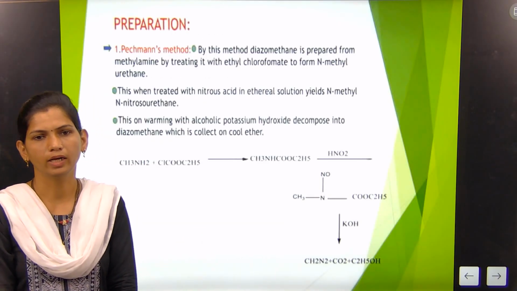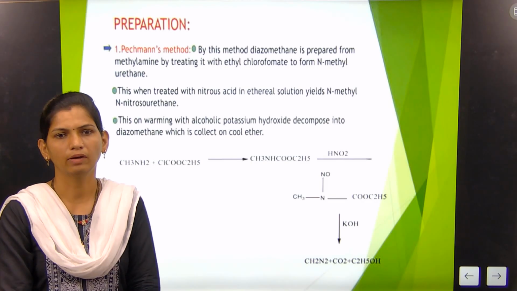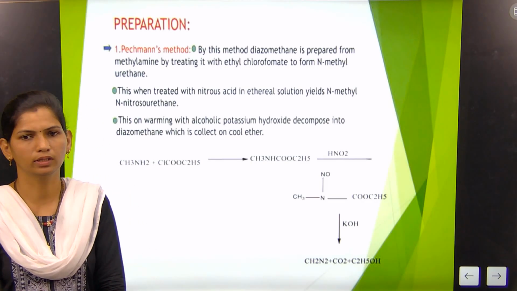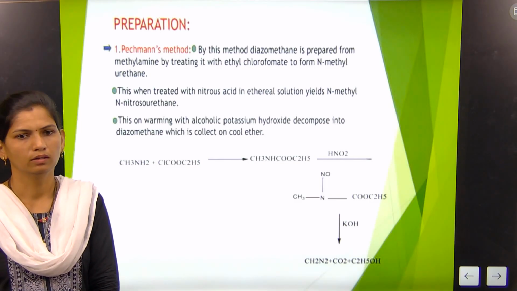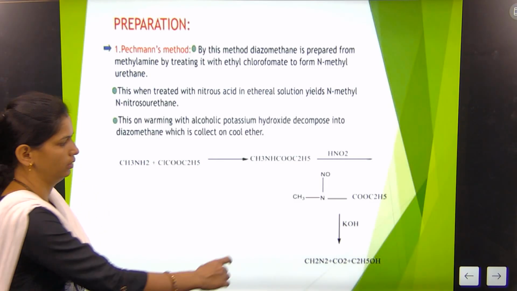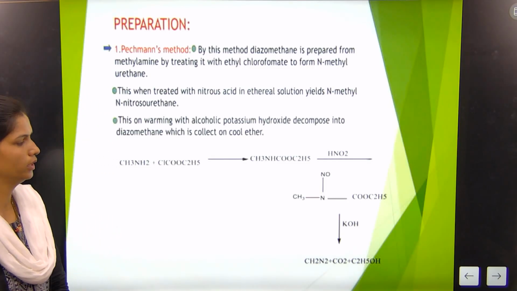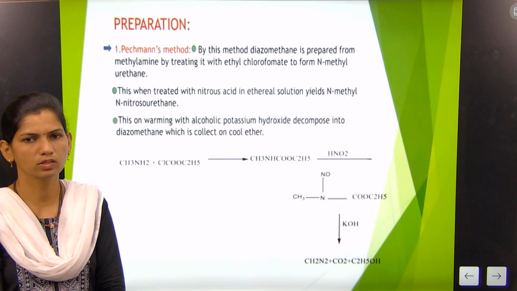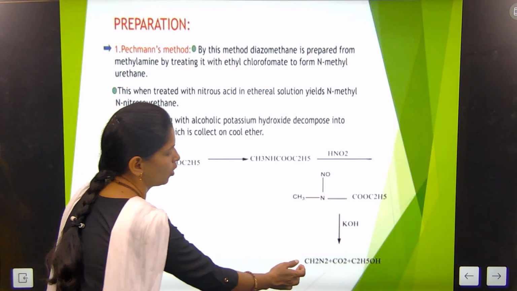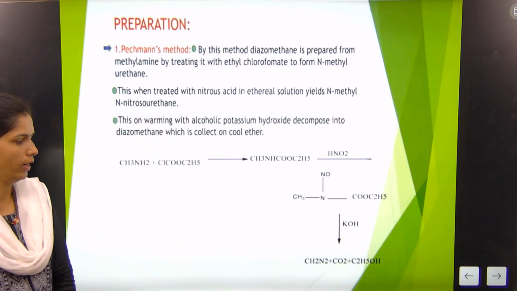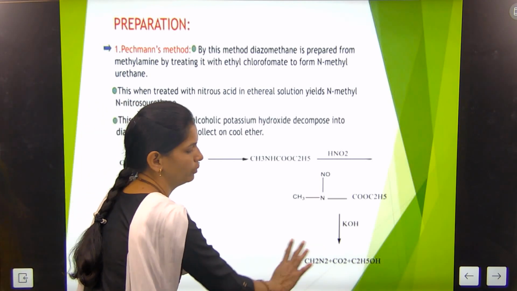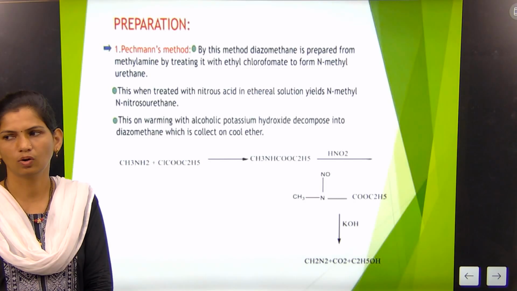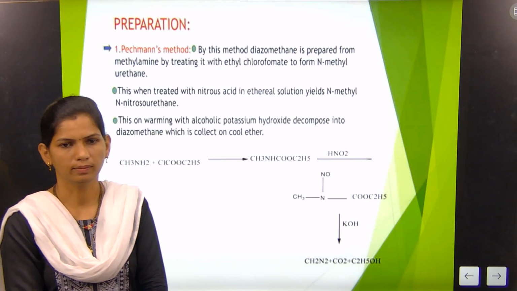Preparation of diazomethane. Diazomethane can be prepared by Pechmann's method. In this method, N-methyl urethane reacts with the base potassium hydroxide, forming diazomethane, and decarboxylation takes place here. This is the best method of preparation of diazomethane.